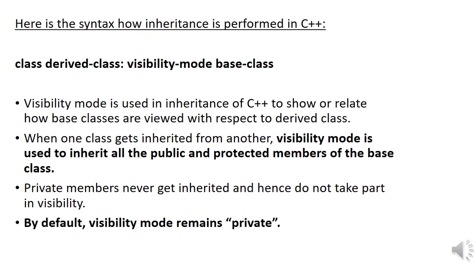Next, we will see how to perform inheritance in C++. The syntax is class, derived class name, colon, visibility mode, base class name. The visibility mode indicates how base classes are viewed with respect to the derived class. For example, when one class gets inherited from another class, the visibility mode is used to inherit all the public and protected members of the base class. The private members never get inherited and hence do not take part in visibility. By default, visibility mode remains private.